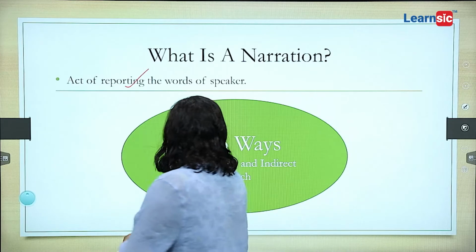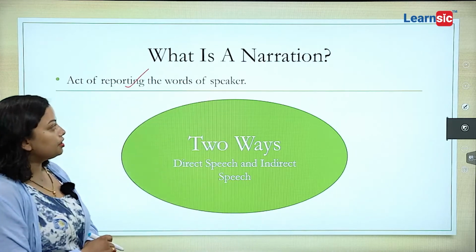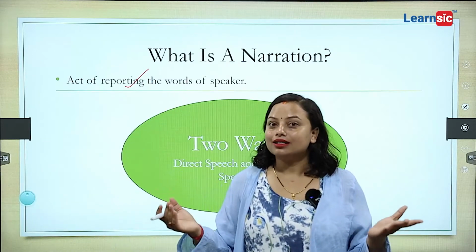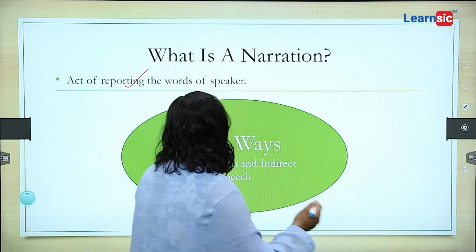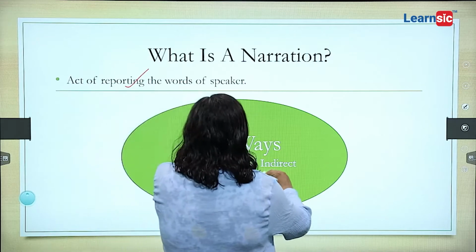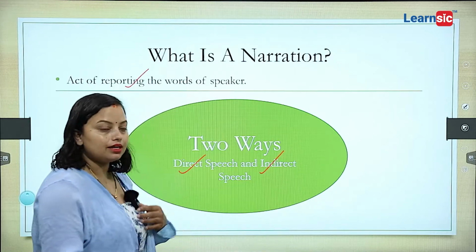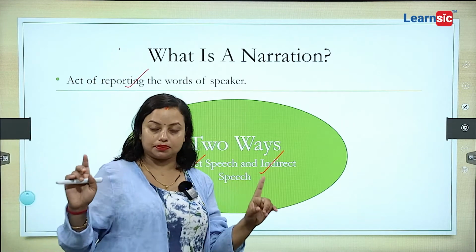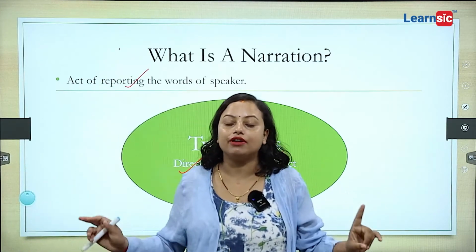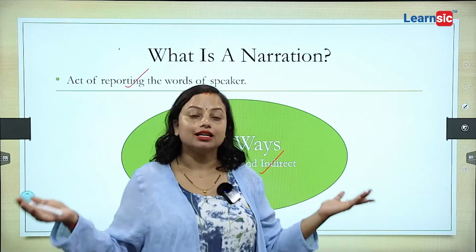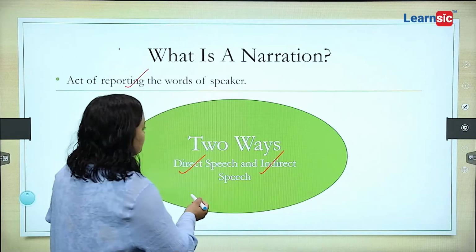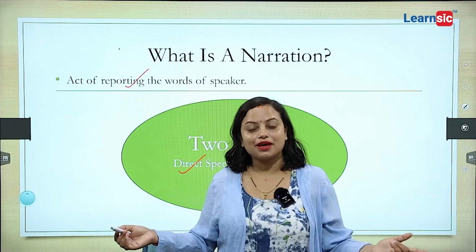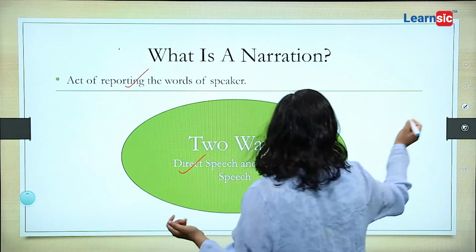So there are two ways of reporting things. We have two ways of reporting things, and what are they? They are direct speech and indirect speech. Under speech, we have two ways of expressing it, or let's say two ways of reporting it, that is none other than direct speech and indirect speech, and the terms themselves are very common to you. Let's go to another slide.